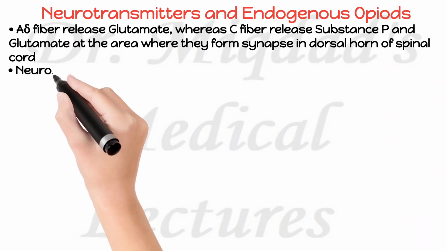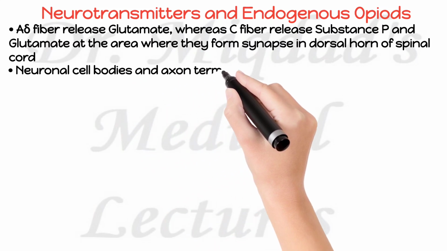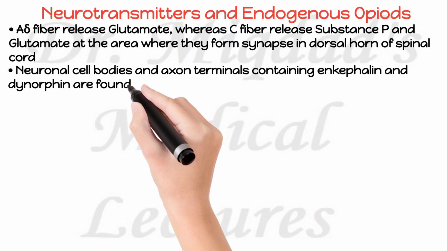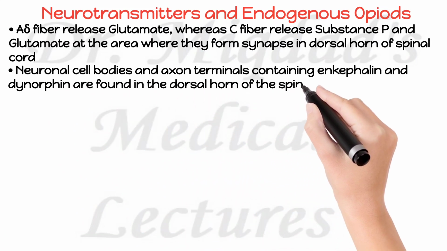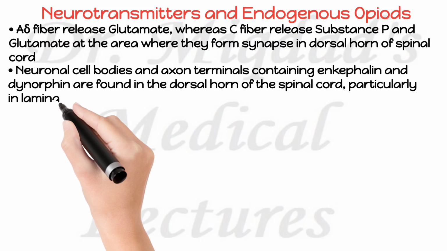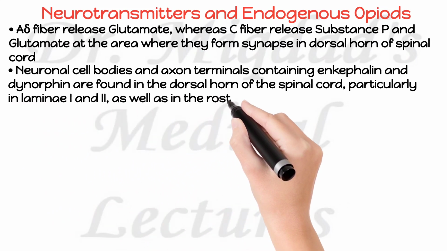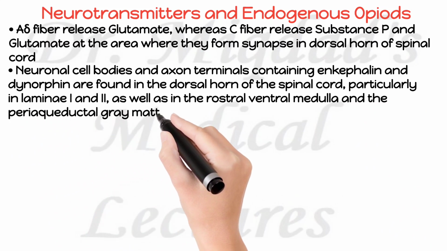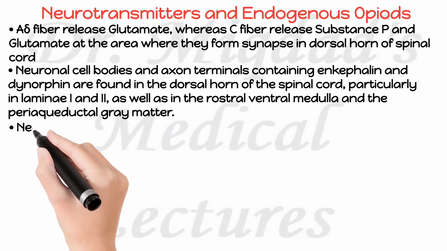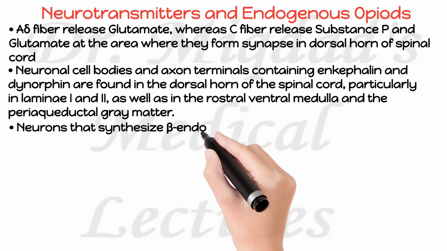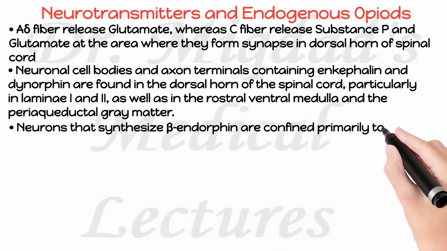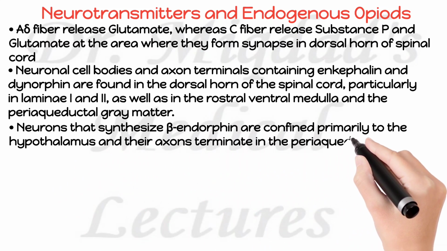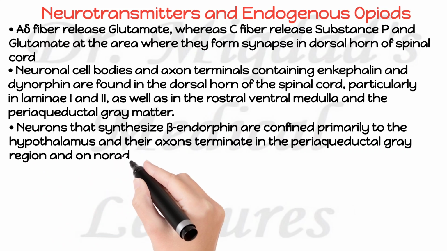Neuronal cell bodies and axon terminals containing enkephalin and dynorphin are found in the dorsal horn of the spinal cord, particularly in laminae 1 and 2, as well as in the rostral ventral medulla and the periaqueductal gray matter or PAG. Then the neurons that synthesize beta endorphin are confined primarily to the hypothalamus, and their axons terminate in the periaqueductal gray region and on noradrenergic neurons in the brainstem.